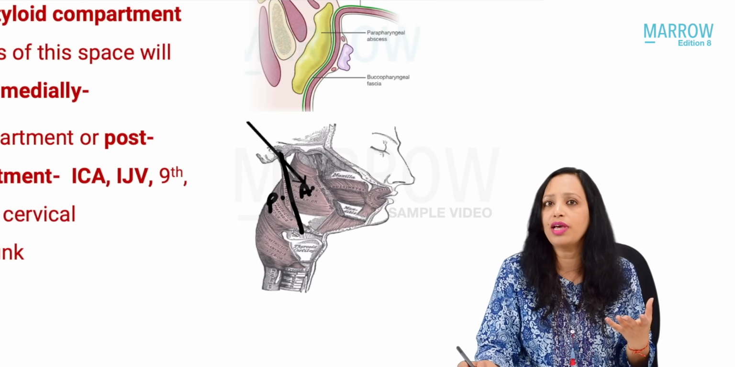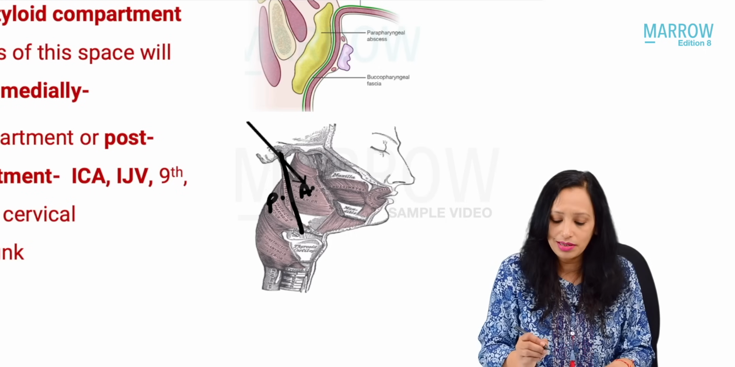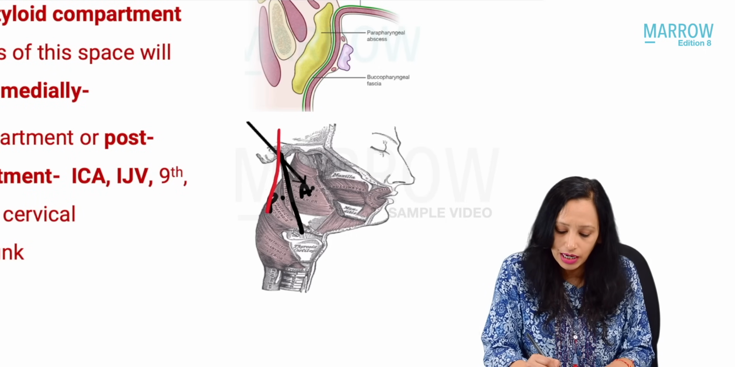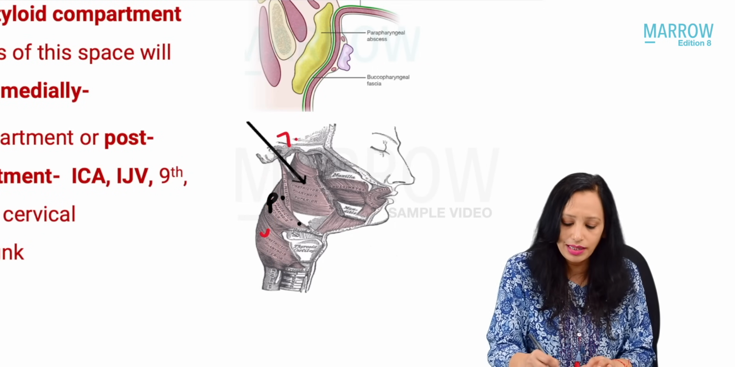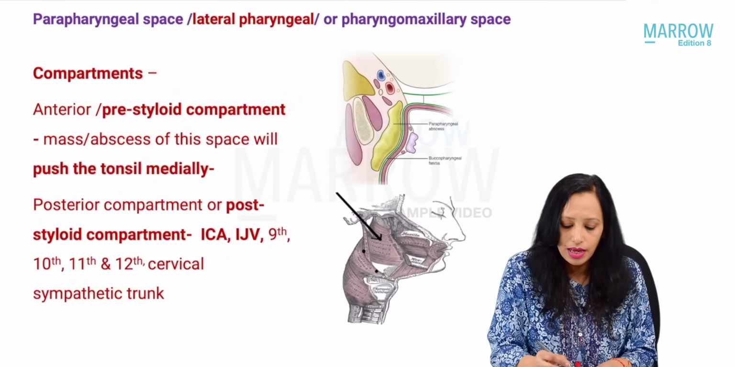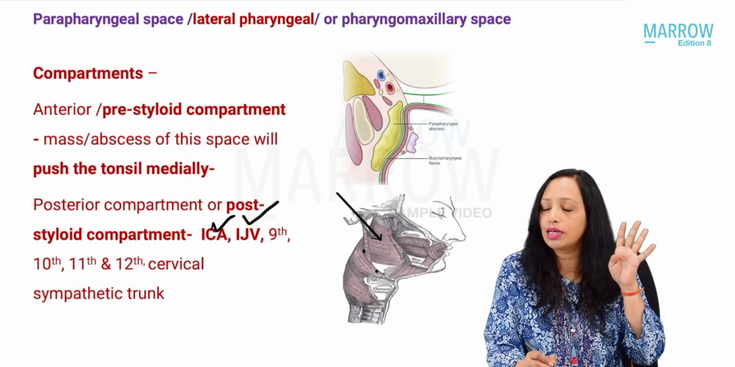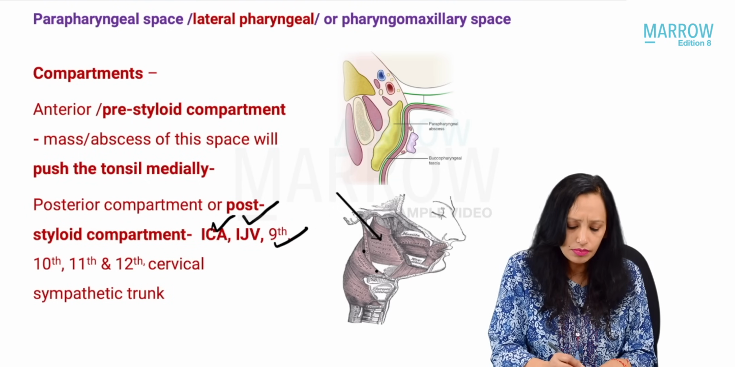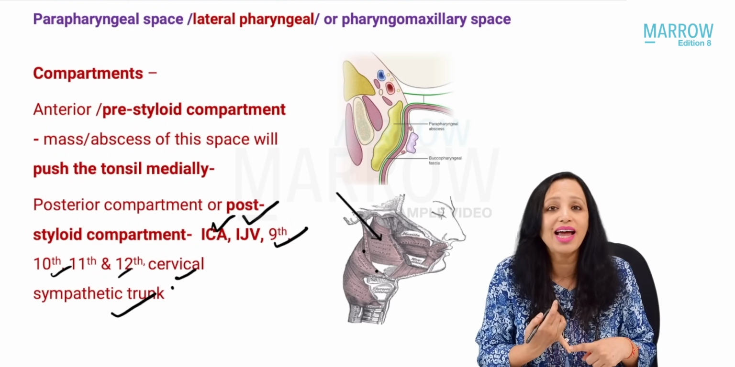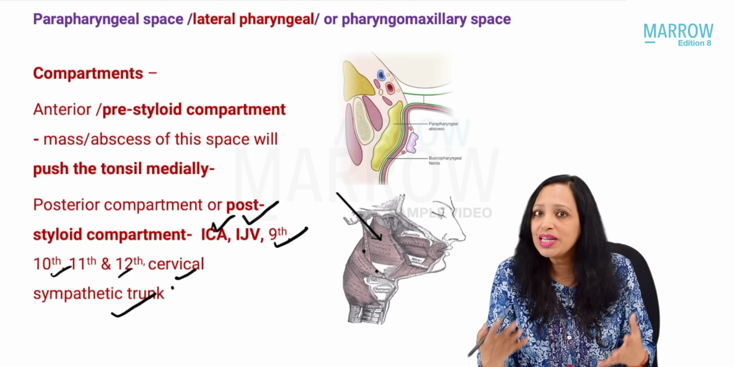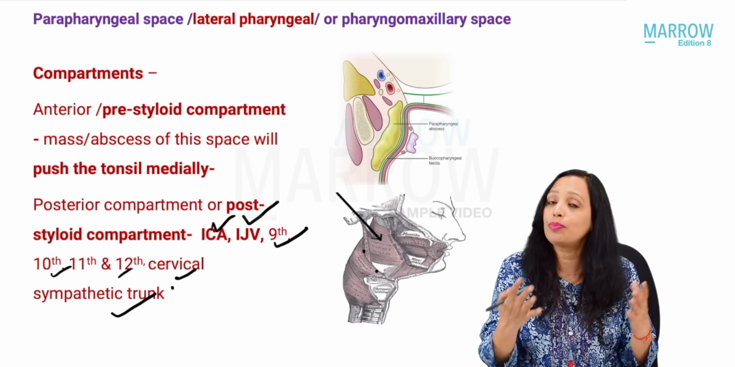Now, very important are the contents of the posterior compartment. In the anterior compartment, all we have is some vessels and nerves and mainly fat. Whereas in the posterior compartment, all the vessels and nerves going from the base of skull down, or from the neck to the base of skull, pass through. These structures are the internal carotid artery, the IJV, the 9th, 10th, 11th, 12th, the last 4 cranial nerves, along with the cervical sympathetic trunk. So if there is involvement of any of these nerves, 9th, 10th, 11th, 12th, is it pre-styloid or post-styloid? Yes, the post-styloid or the posterior compartment.